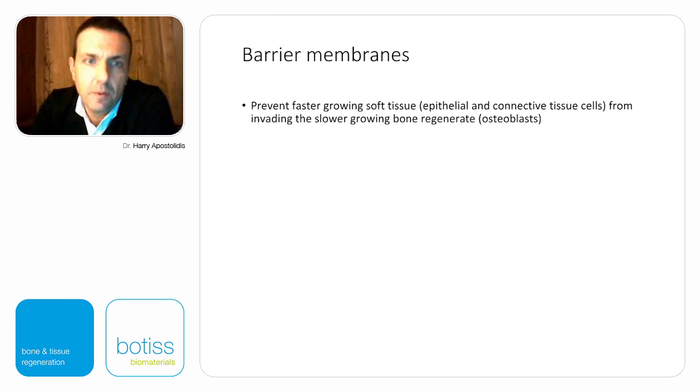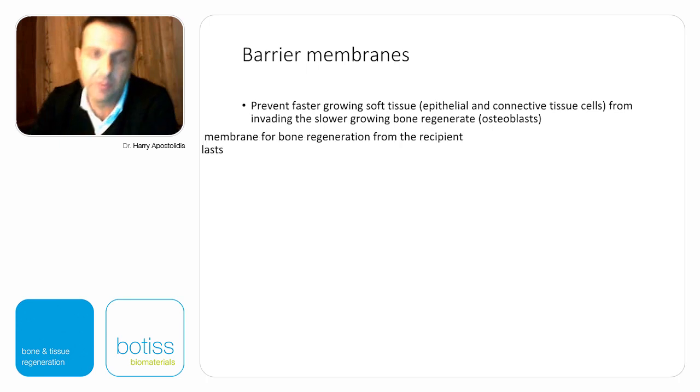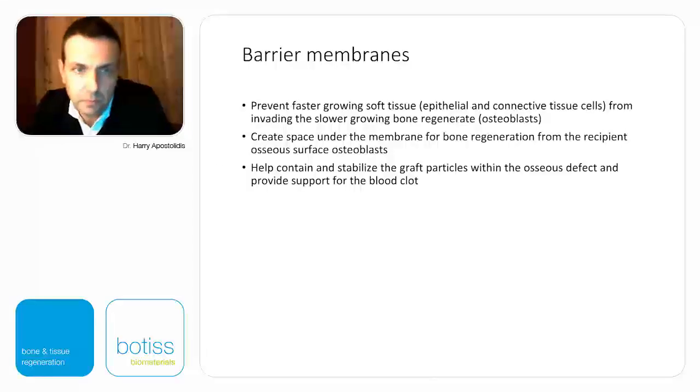Protecting means we prevent the faster growing soft tissue cells from invading the slower growing bone regenerate. So we make way for the osteoblasts to come from the osseous surface into our graft. And the membranes create space under the membrane for the bone regeneration from the recipient side, as I told you. Membranes help contain and stabilize the graft particles within the osseous defect. And this is very important.